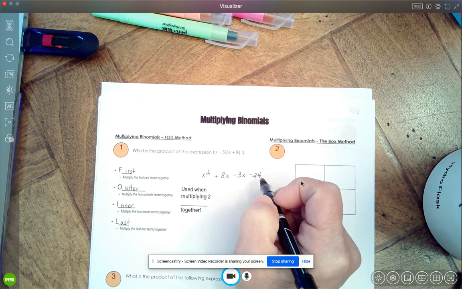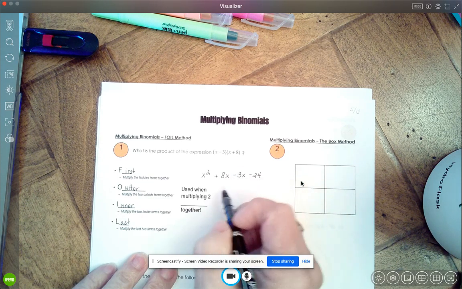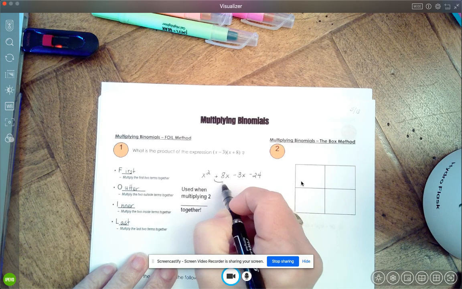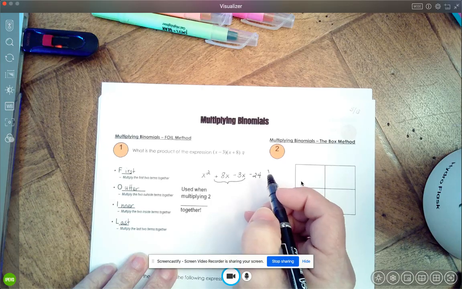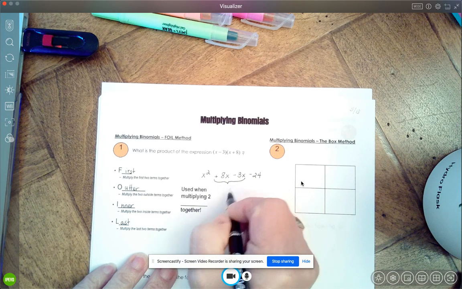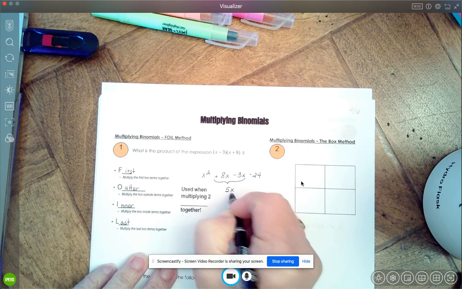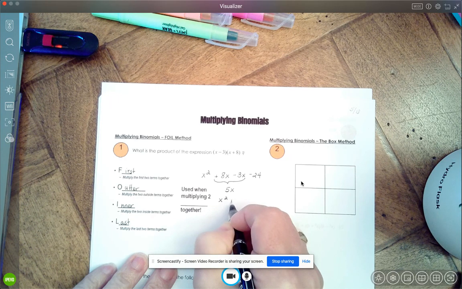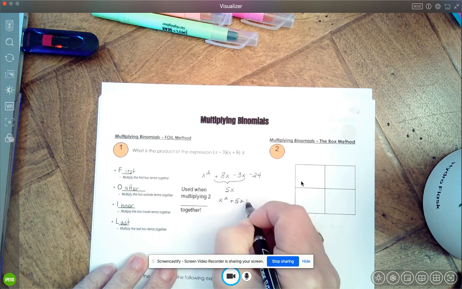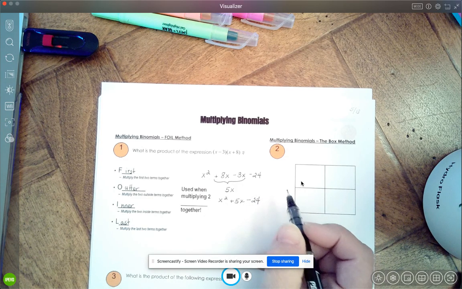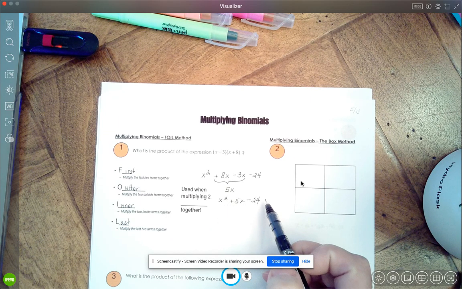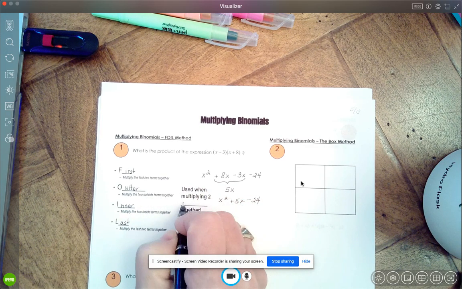Now I need to see if there are any terms that I can combine. These are like terms. I have an 8x and a negative 3x, and I can combine those. 8x minus 3x is 5x. So what I have then is x squared, a positive 5x, minus 24. Remember, this is in standard form, where I have the highest degree first and then they decrease in order as we go down. This is used when we're multiplying two binomials together.